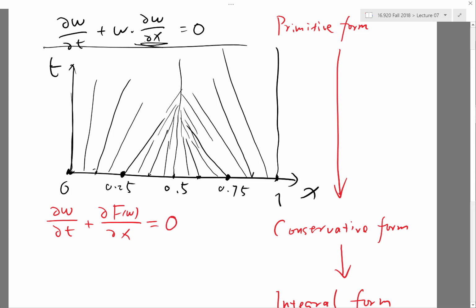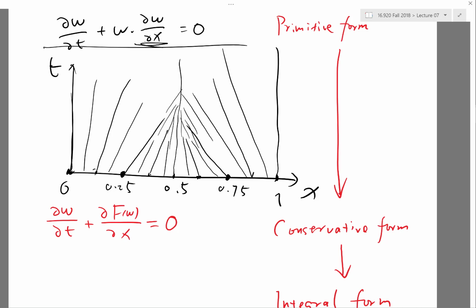Okay, so what's the difference? The difference is I'm not taking a derivative to w anymore. I'm taking derivative to a function of w. That function of w is called flux. And why it's called flux is going to be pretty obvious after we convert it into integral form.